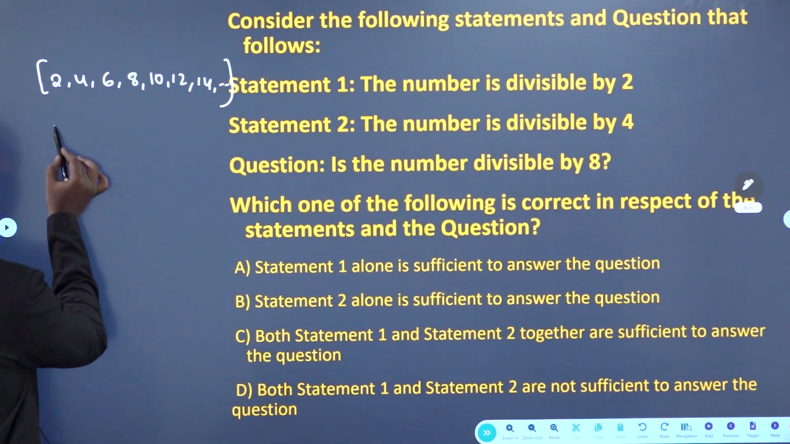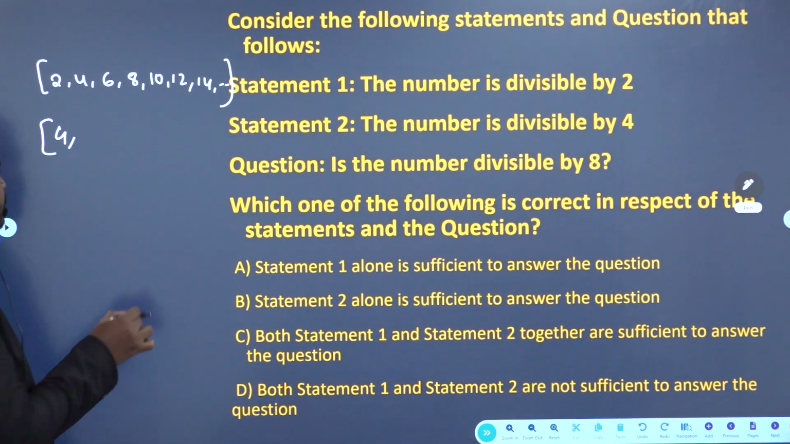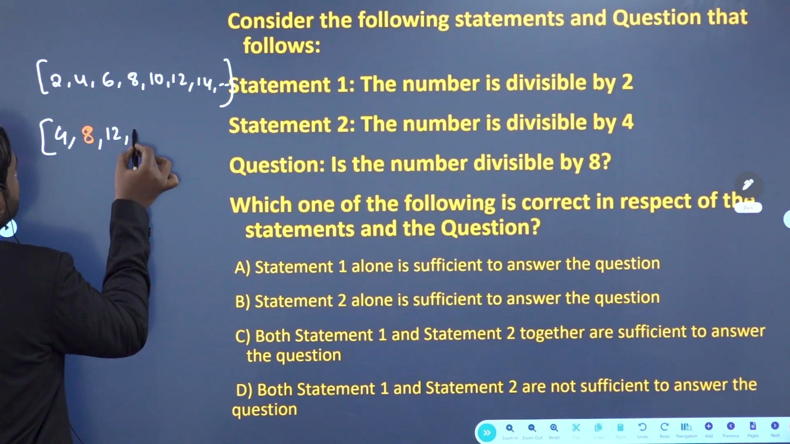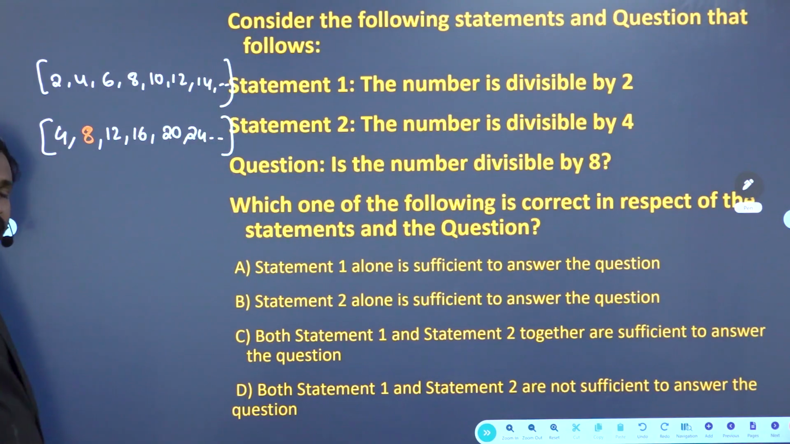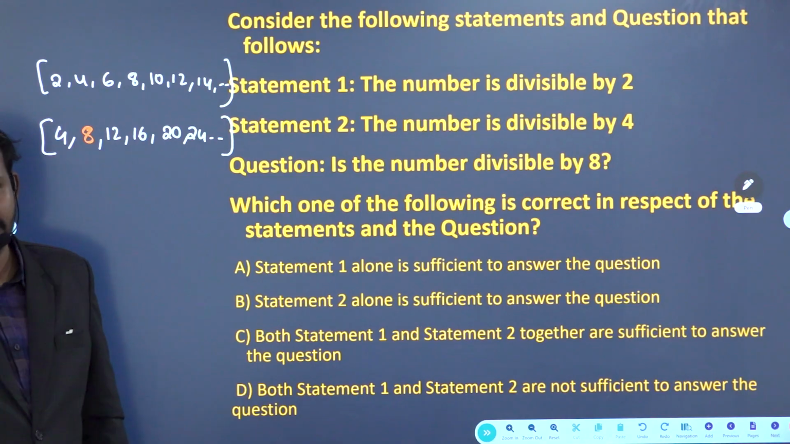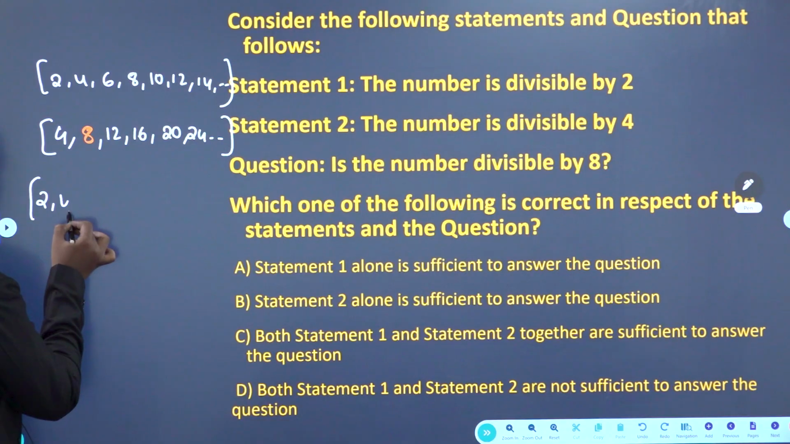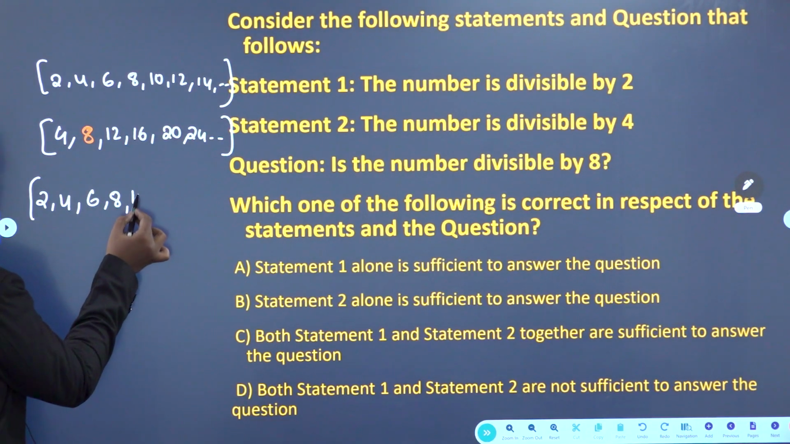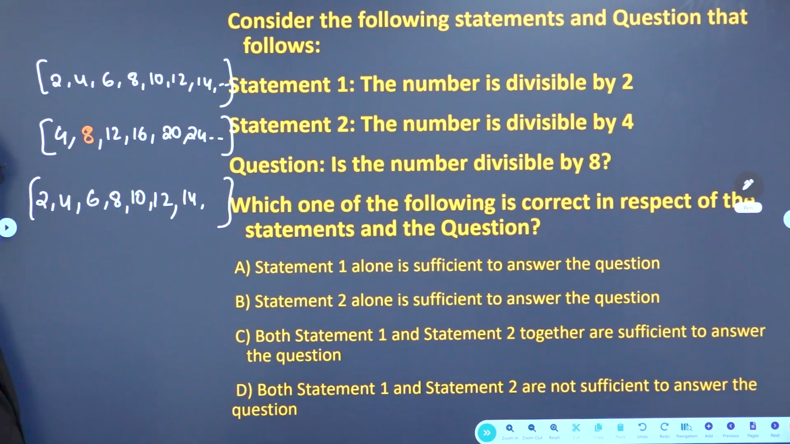Now what is statement 2? The number is divisible by 4. So what are the numbers divisible by 4? 4, 8, 12, 16, 20, 24 and so on. Here also the same thing, right? Some numbers are divisible by 8 but some numbers are not. Still I cannot tell my answer exactly. Now I will combine these two things, 2 and 4. That means I will join these two things. 2, 4, 6, 8, 10, 12, 14. All even numbers will come into action now.